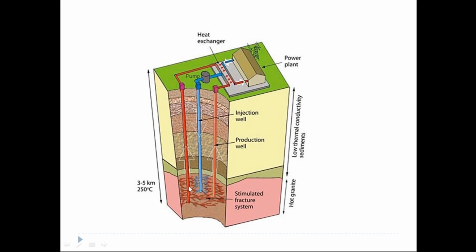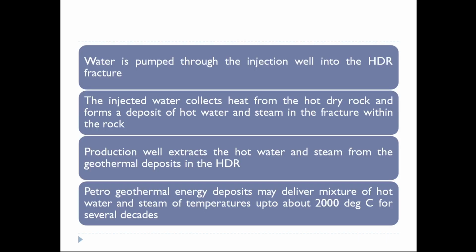So this one. Injection well, this production well, again this is also the production well. I'm sorry, this is also the production well. So these two lines will be taking away the hot water or steam from the hot dry rock deposit. So this is the working.